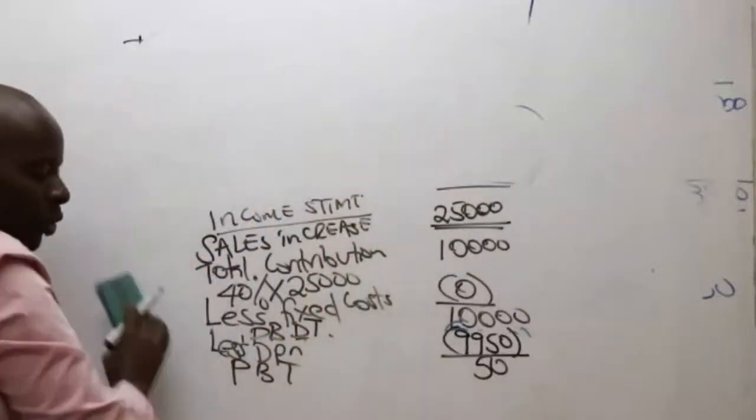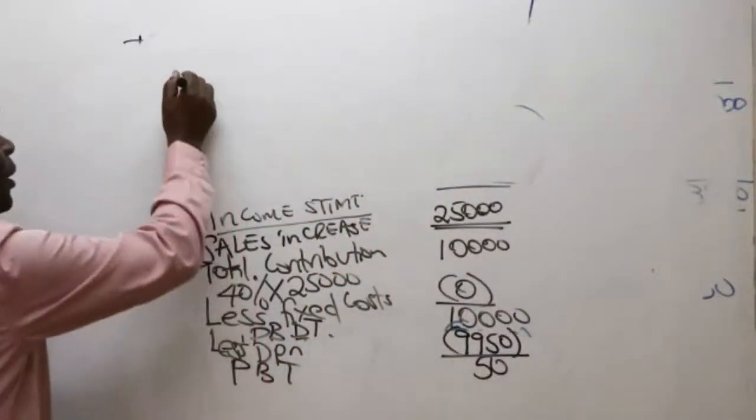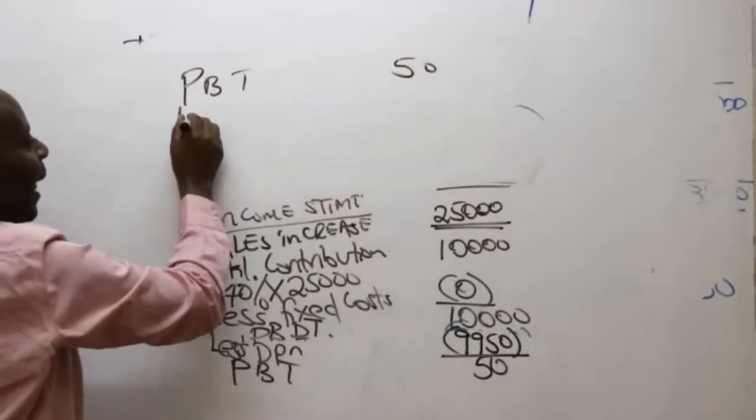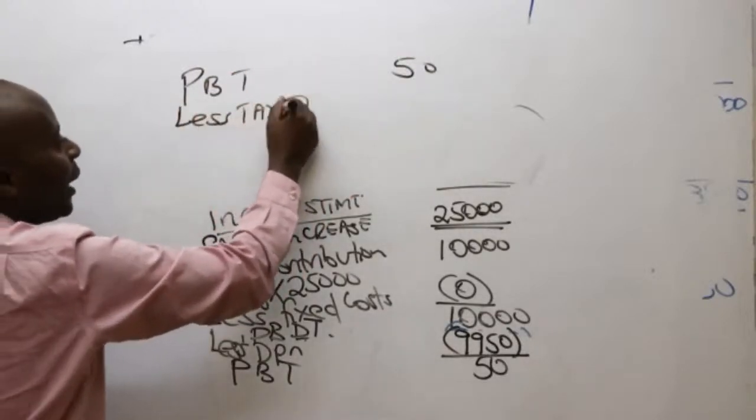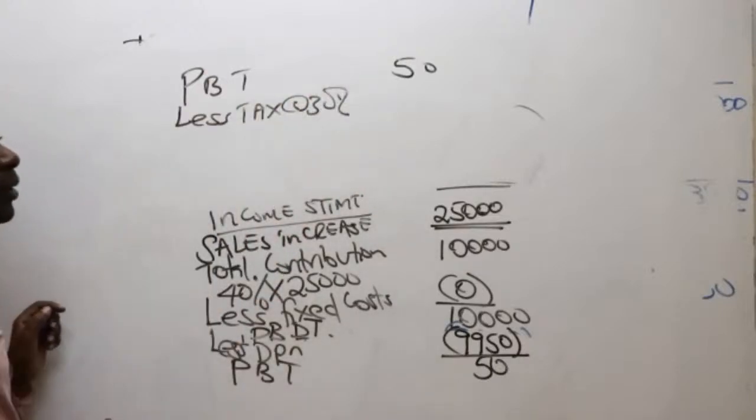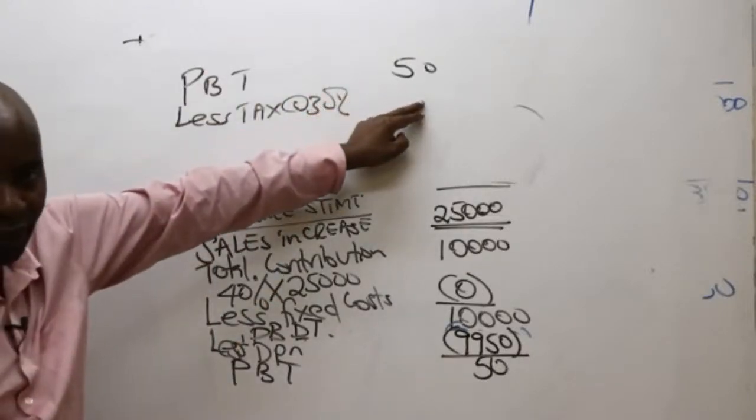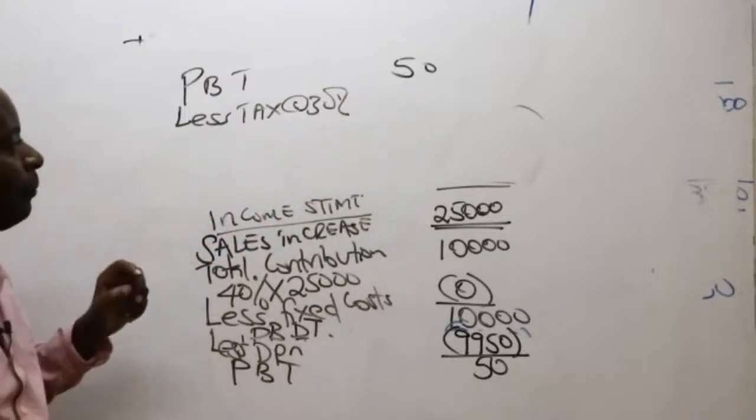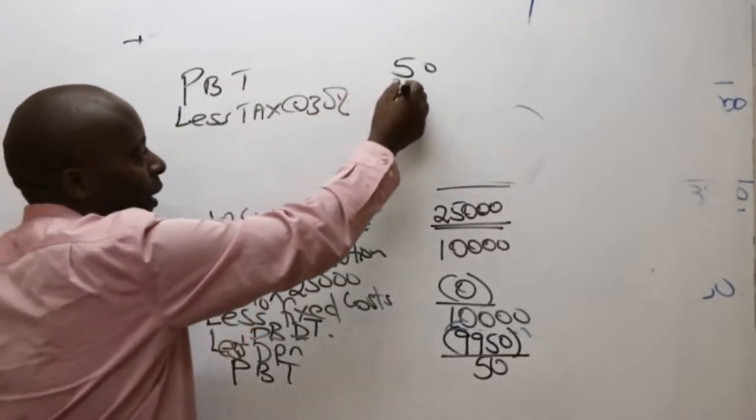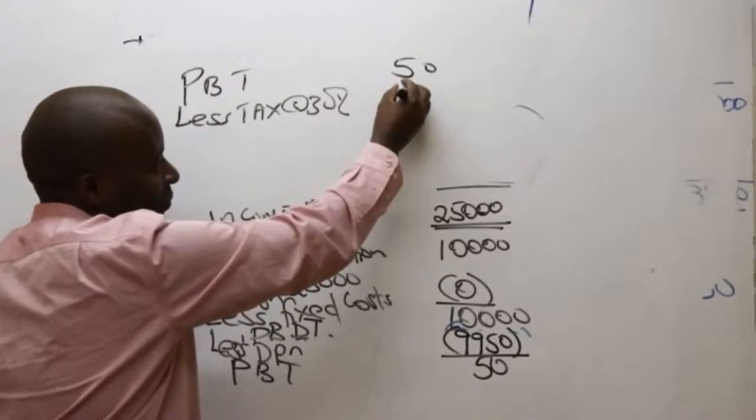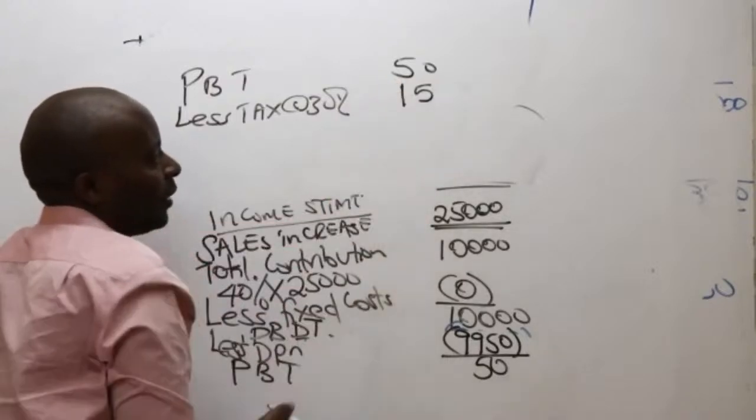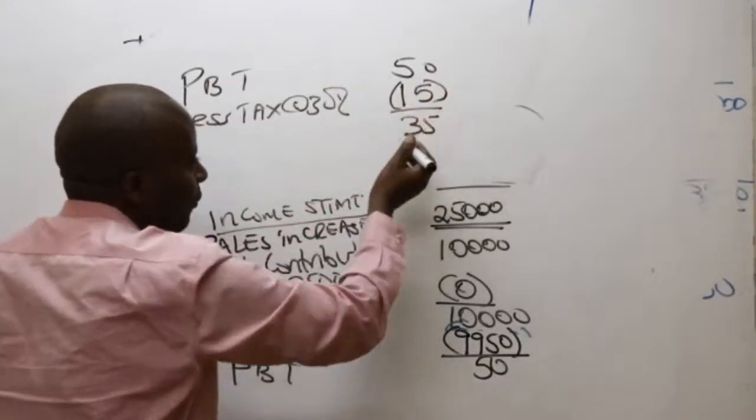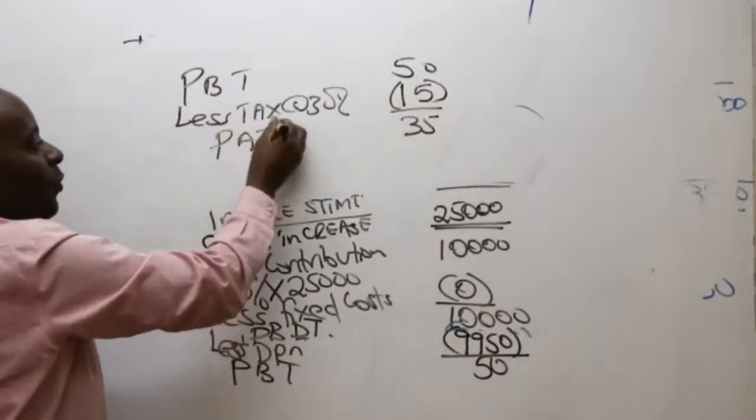So in my continuation here, I have my profit before tax of 50, which I'll come and say less taxation at 30%. So 30% of 50, you're going to give the taxman something very small. 30% of this 50 gives me what figure? 15. So come and subtract. What are you able to get? 35. This is what we call the profit after what? After taxation.